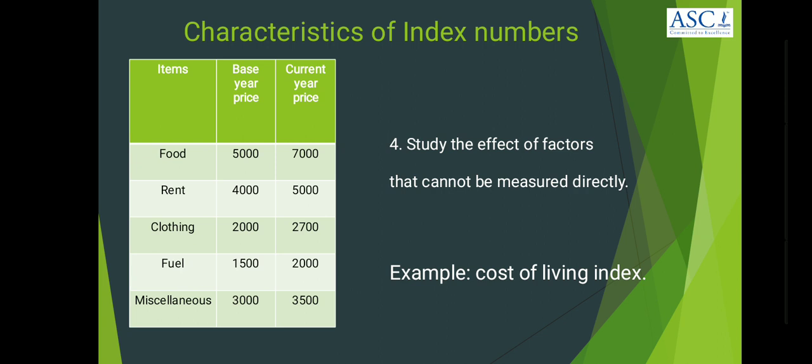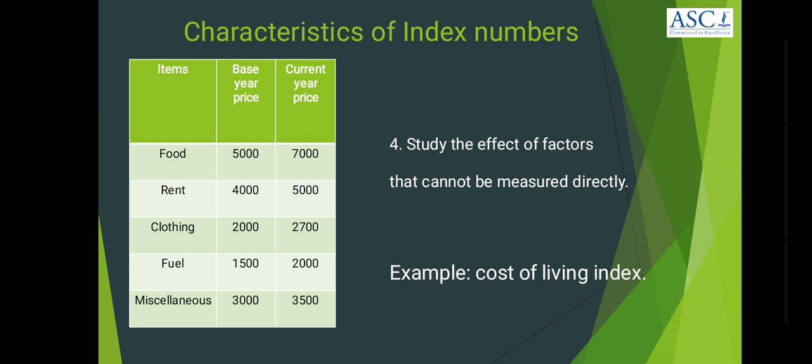For example, cost of living can't be studied directly. Instead, we study the changes in the factors which affect the cost of living like food, rent, clothing, fuel, etc. to find the cost of living index. In this way, general price level, changes in business activity in a country cannot be studied directly. Instead, their influencing factors are studied and expressed as index numbers. Thus, index numbers study the effect of factors that cannot be measured directly.